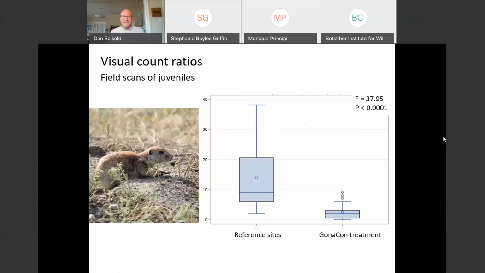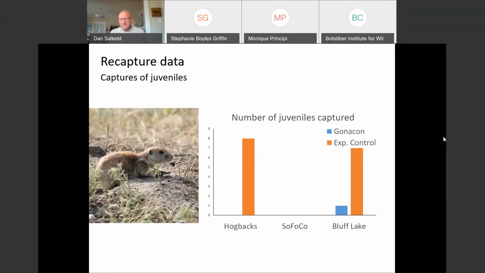Here we just collapsed all the treatment and reference populations into just a binary method, and you can see that the field scans of juveniles were much higher in the reference sites, and this was a statistically significant difference. So lower abundance of juveniles in the gonocon sites. One of the rules of ecology is you should always stick with the results that show what you hoped for, but we also tried a different way of looking at the impacts of the gonocon.